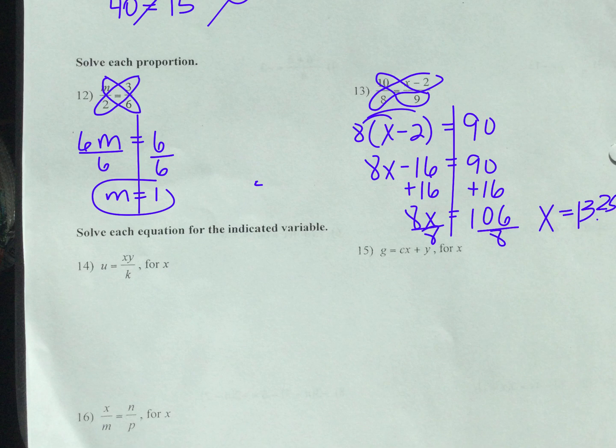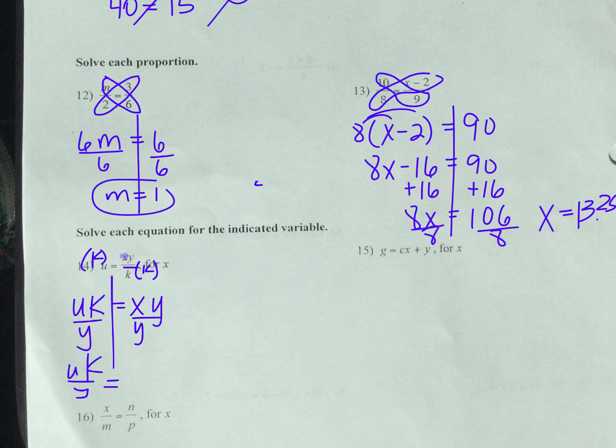All right. We need to solve each equation for the variable. So we are trying to solve for x. So x needs to stay right where he is. So the first thing I would do is multiply by k, because it's being divided, on both sides. So now I have uk equals xy. Well, the x needs to stay put, so I'm going to divide by y to get that away. So your final answer is going to be uk divided by y equals x.